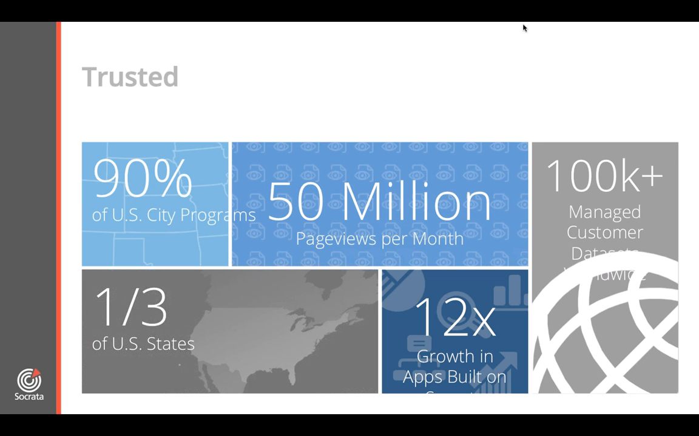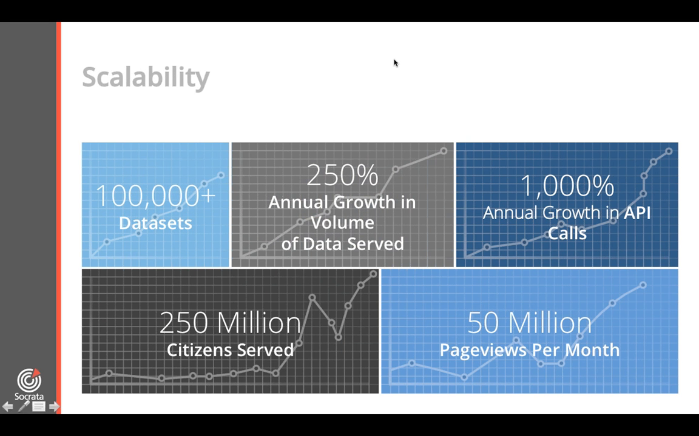We are the trusted provider. 90% of U.S. city open data programs are powered by Socrata. We have about a third of the states on board with Socrata, 50 million page views per month, as well as 100,000 managed customer data sets worldwide, as well as a 12x growth on applications built on top of the Socrata platform, leveraging our API.